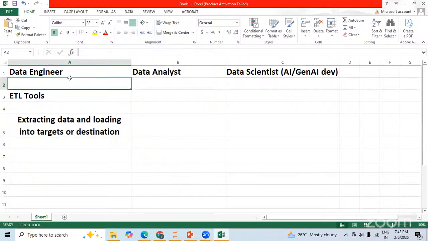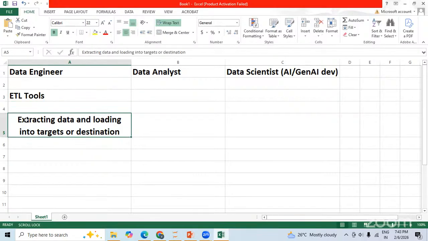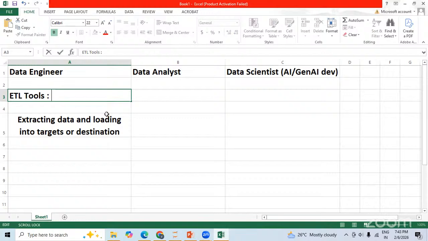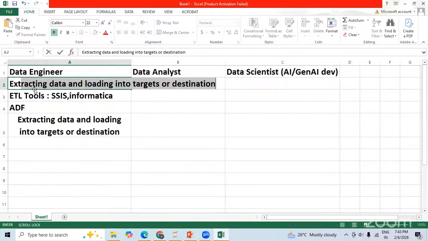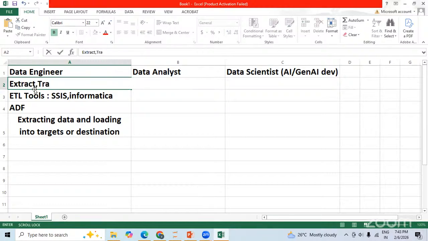Now tell me, how will data engineers extract the data? For extracting data, we have different types of tools. We have on-premises tools like SSIS and Informatica, and for cloud, we have ADF, Azure Data Factory. All these tools are used to extract the data from the source and load it into the destination. So what is meant by ETL? ETL means extract, transform, and load.